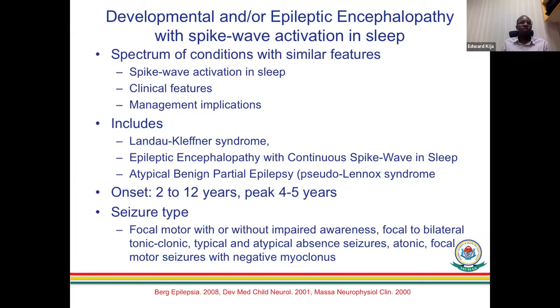The onset is usually between 2 to 12 years with a peak of 4 to 5 years. This condition may present with or without seizures. When it presents with seizures, it may present with focal motor seizures with or without impaired awareness. It may also present with focal to bilateral tonic clonic, as well as typical and atypical absence seizures. Atonic focal motor seizures with negative myoclonus have also been reported, but some patients may just present with speech regression or language regression, where they fail to understand common items that they used to understand previously.